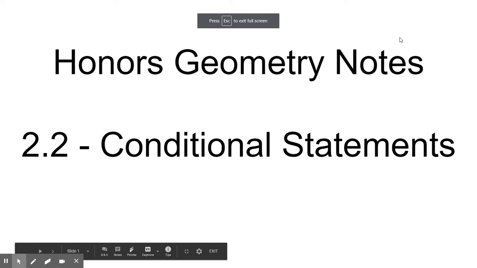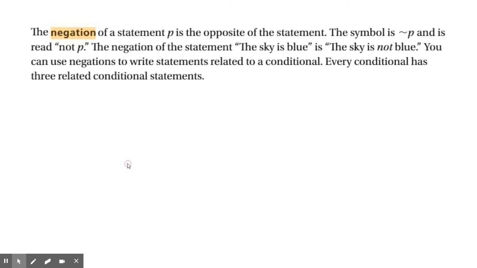All right, my honors geometry. Again, you chose honors, so here we go. Couple extra things with this conditional statements section. So first off, we need to talk about this word negation.